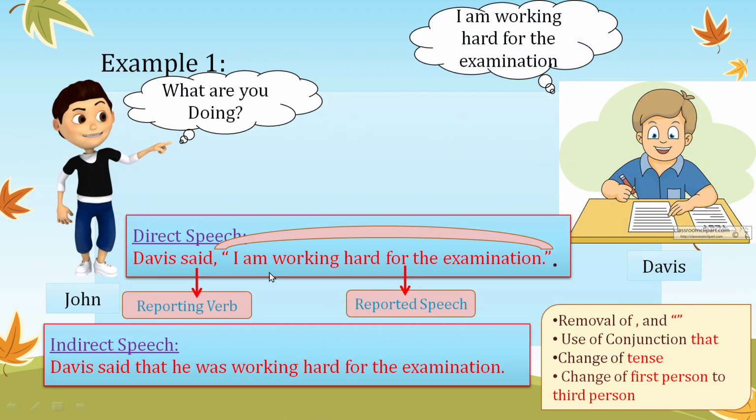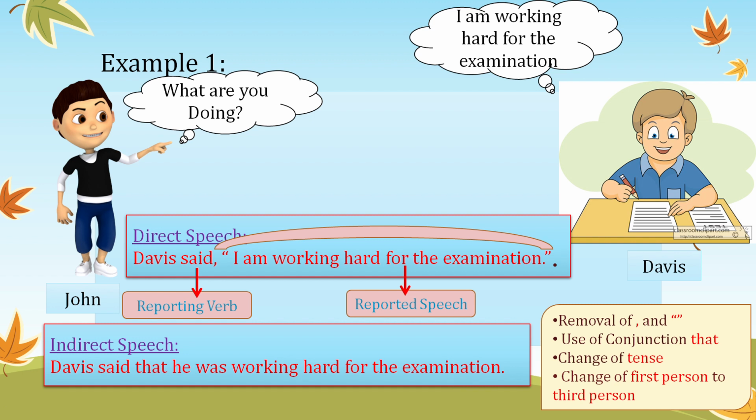Next, the words of the speaker will be enclosed within the inverted commas. The reported speech is separated from the rest of the sentence with a comma. The sentence inside the inverted comma starts with a capital letter. Clear? Now let's see if we are changing the direct speech into indirect speech. In the indirect speech, how is John going to narrate the words of Davis? John will say, Davis said that he was working hard for the examination.